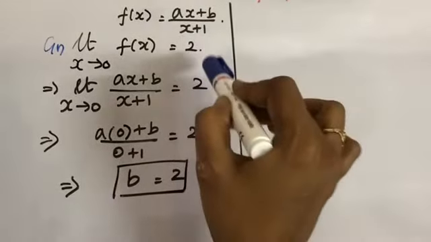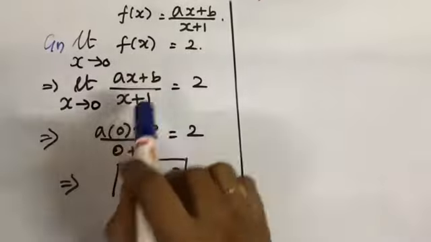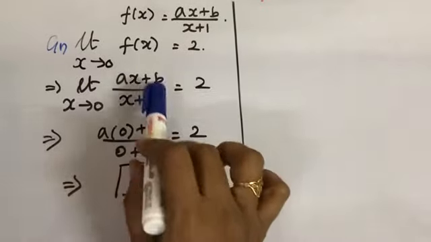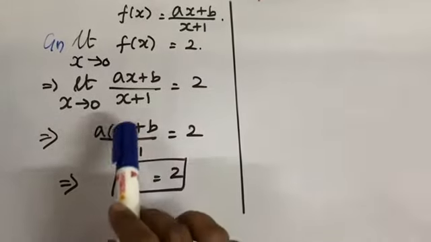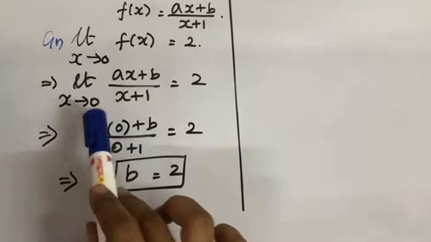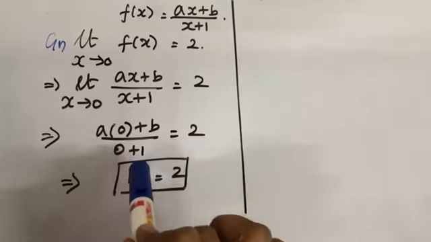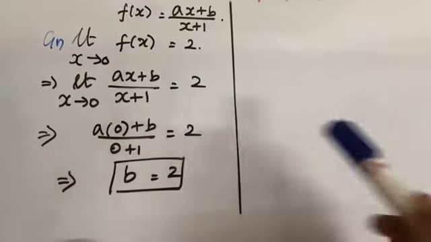That is also given. So now while applying the limit, it will become a into 0 plus b divided by 0 plus 1, that is equal to 2. So a into 0, this term will become 0. In the denominator, it is 1. So b is equal to 2.